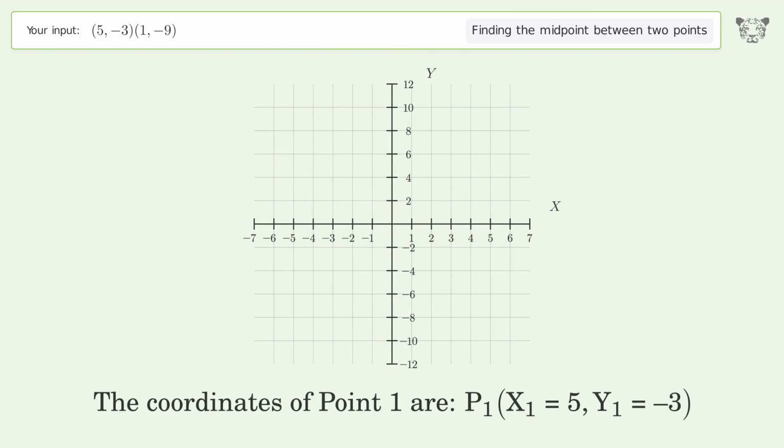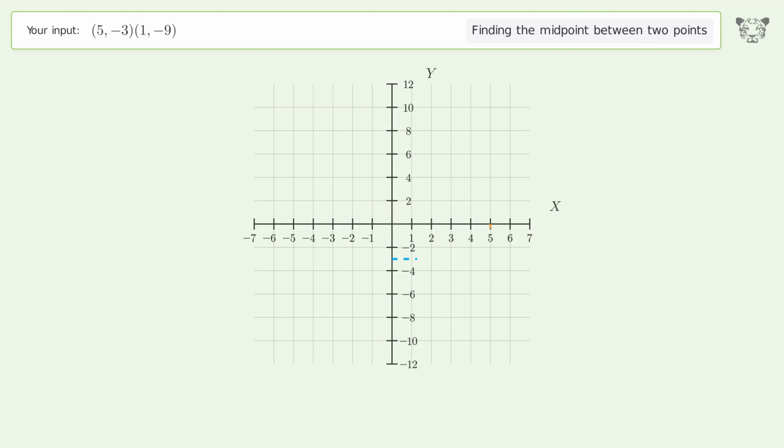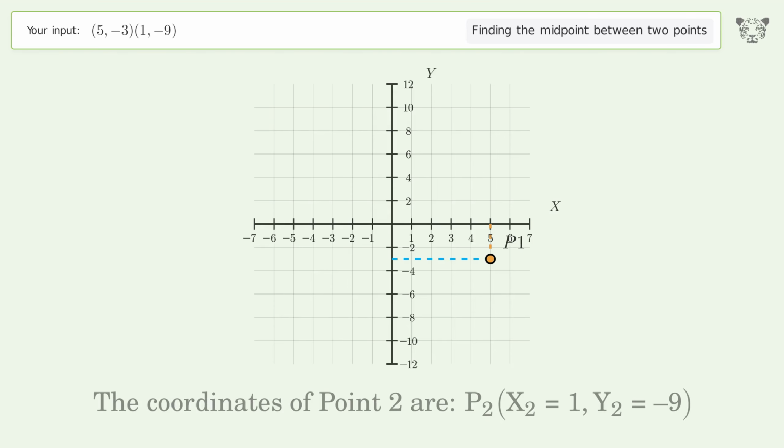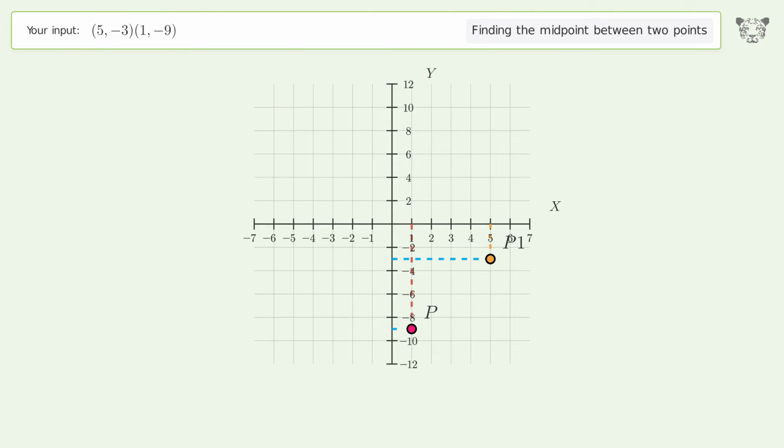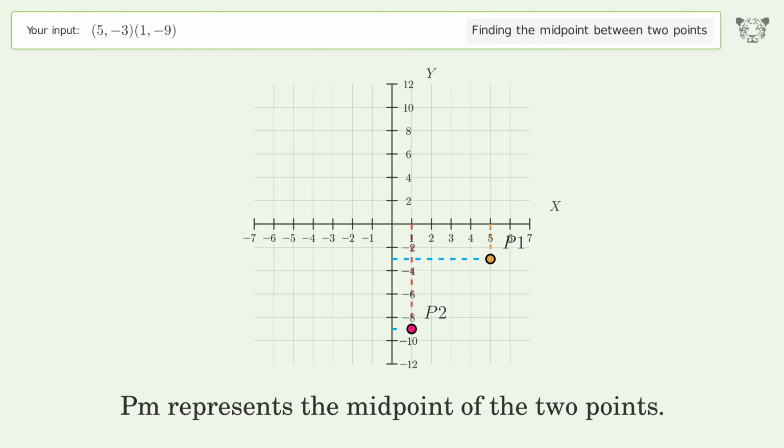The coordinates of point 1 are x1 equals 5, y1 equals -3. The coordinates of point 2 are x2 equals 1, y2 equals -9. PM represents the midpoint of the 2 points.